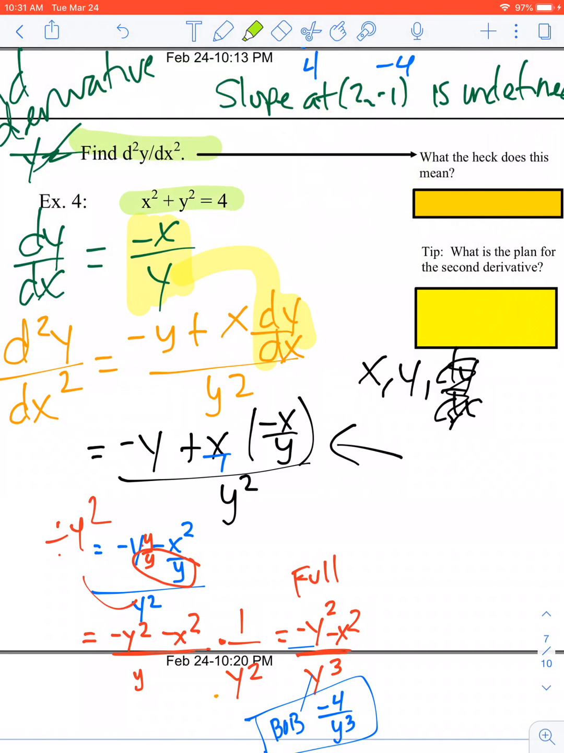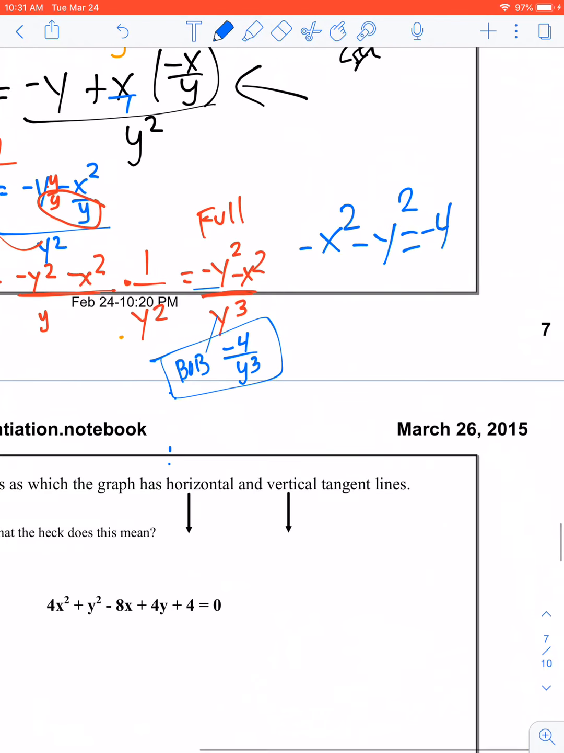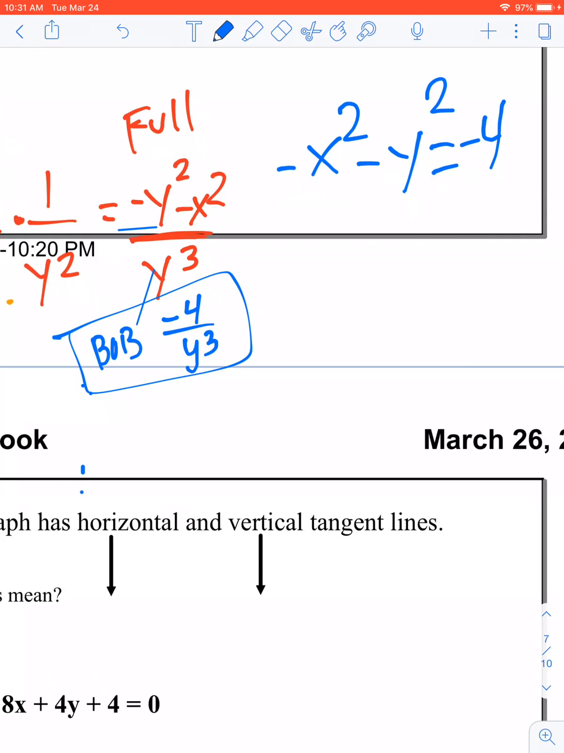Don't we know that x squared plus y squared is equal to 4? Well, that implies that negative x squared minus y squared is equal to negative 4. So what did we do? We substituted in negative 4 for that negative y squared minus x squared. So that's where Bob's answer came from. Again, to be clear, this would have been full credit for Nap. But if you look at the back of the book or the answer key and you're wondering where they got that from, they just substituted in a piece of the original problem.